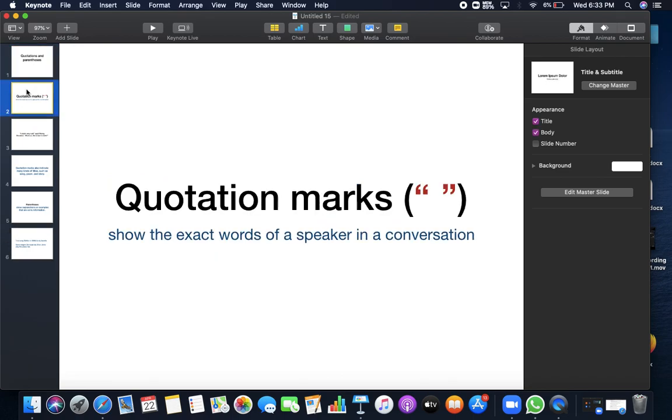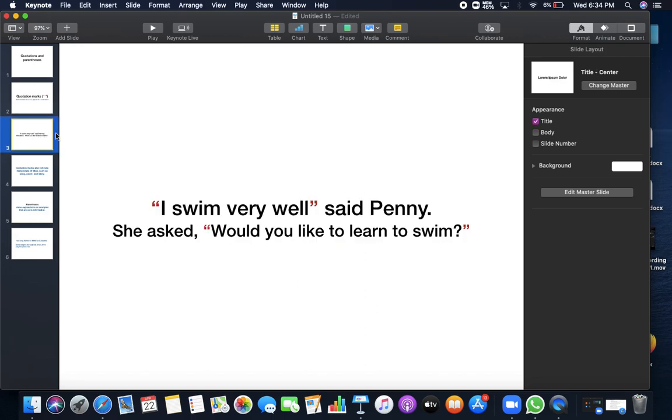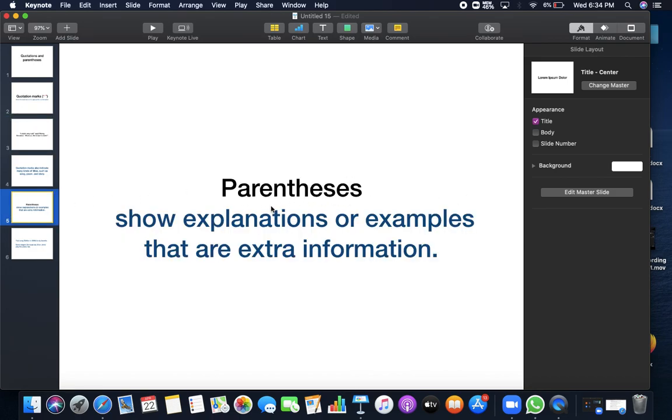Okay. So these are the quotations. We put inside them what is said by the other person, the exact same sentence of what he said. And I mention his name before or after: said Penny, she asked. Okay, I put it between quotation marks, and the parentheses are the brackets. When we want to put extra information in our sentence, I put it between brackets.